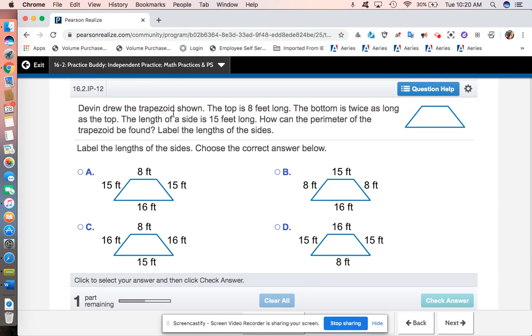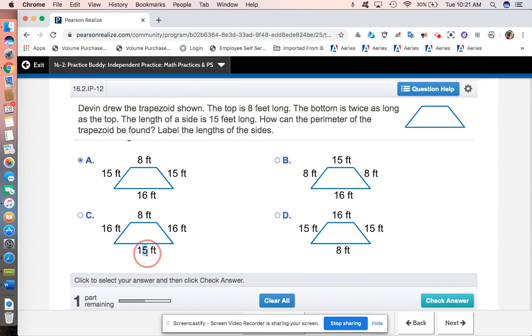Devin drew the trapezoid. The top is 8 feet and the bottom is twice as long. Well, let's look at this number, 8 feet. What is twice of 8 feet? 8 plus 8. What is 8 plus 8? 16 is correct.